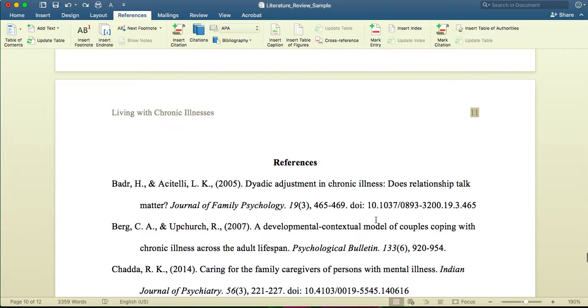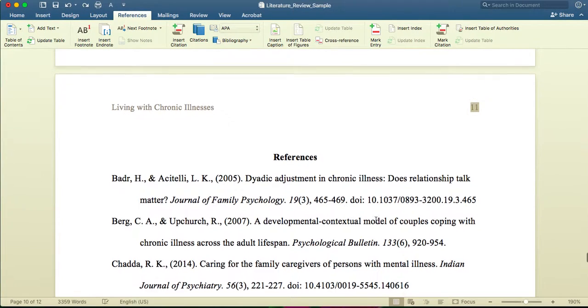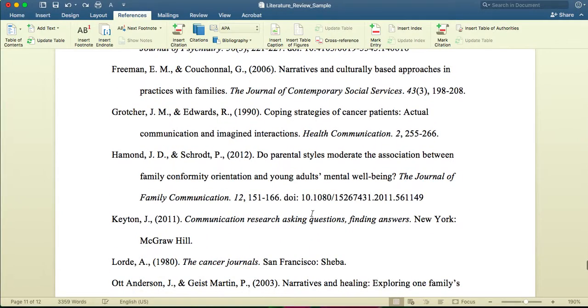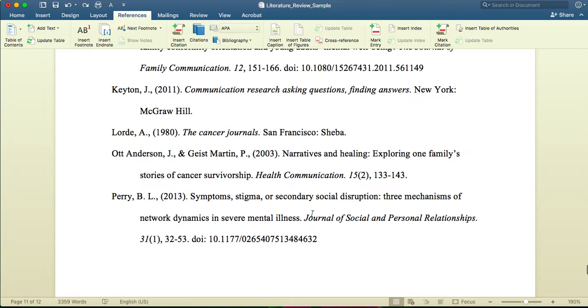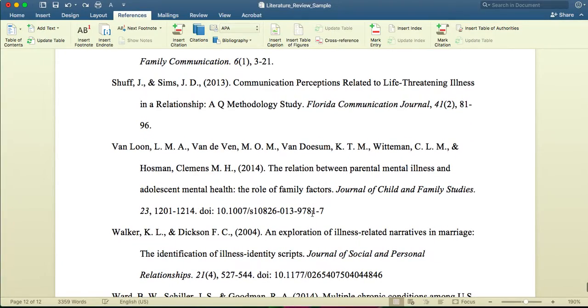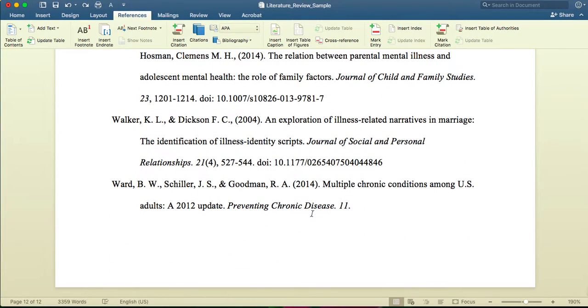Then notice this student ends with her references. Notice how neat the references are. The first line of each one of the entries is even with the left-hand margin. The second line, and if there's a third or a fourth, is indented. Then there's DOIs. Notice there are no hyperlinks in her reference list. Notice the reference list is in alphabetical order, and it continues on. Now, this particular student used all 10 of her references for this paper.